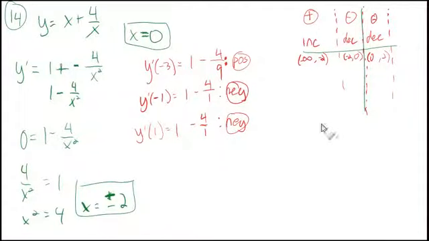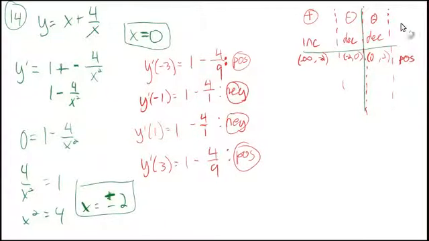And this last one we'll put in a positive 3. Y prime of positive 3 equals 1 minus 4 over 9 again. So positive. Positive, increasing, and the interval would be from 2 to infinity. Okay. There you go. There's finding increasing and decreasing intervals.